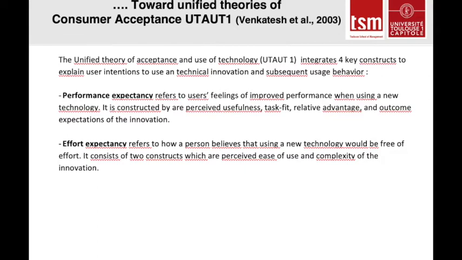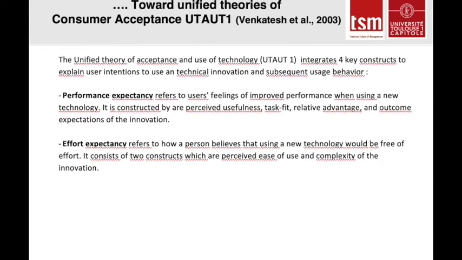For example, in the unified theory of acceptance and use of technology, also called the UTAUT1 and subsequently the UTAUT2, formulated by Venkatesh and colleagues in 2003, examines 4 key constructs to explain user intentions to use a technical innovation and subsequent usage behaviors, namely performance expectancy, effort expectancy, social influence, and facilitating conditions.